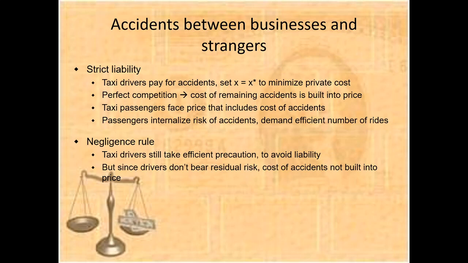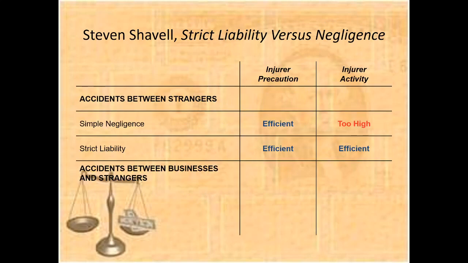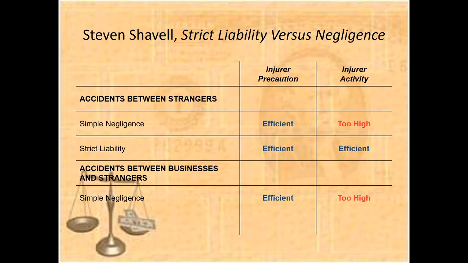Whereas under a negligence rule, taxi drivers still take efficient precaution to avoid liability, but since drivers don't bear the residual risk, the cost of accidents is not built into the price. Passengers face prices that are too low, lower than the social cost of a taxi ride. Demand for taxi rides is inefficiently high in that context. Therefore, you have this case, an accident between businesses, where simple negligence is not efficient, whereas strict liability is efficient in that sense.